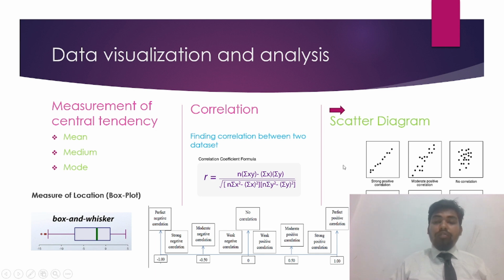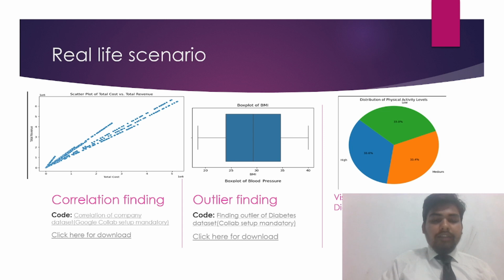Also we can find the visualization by using scatter diagram. There are three types: the first three represent strong positive, moderate, or no relation, and the second three are for the opposite direction. The first one represents moderate negative, the second one is strong negative, and the third one is the curve linear. Okay, so now for a real life scenario we can find correlation.